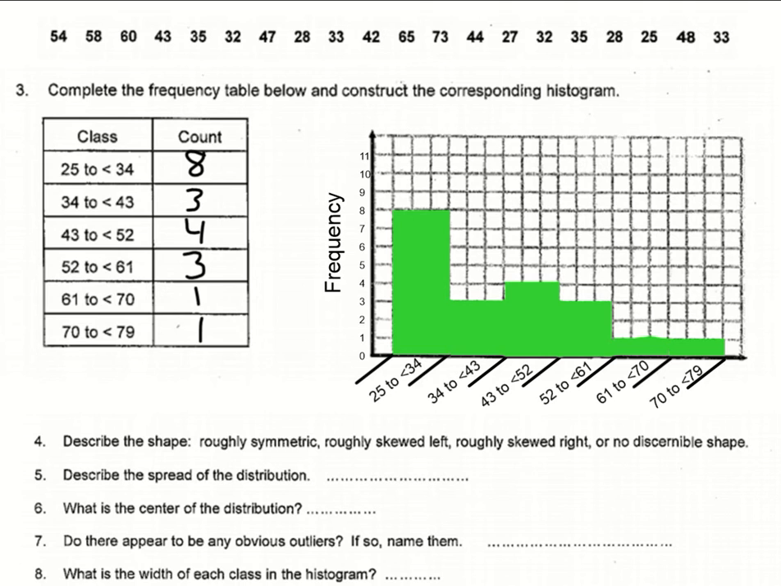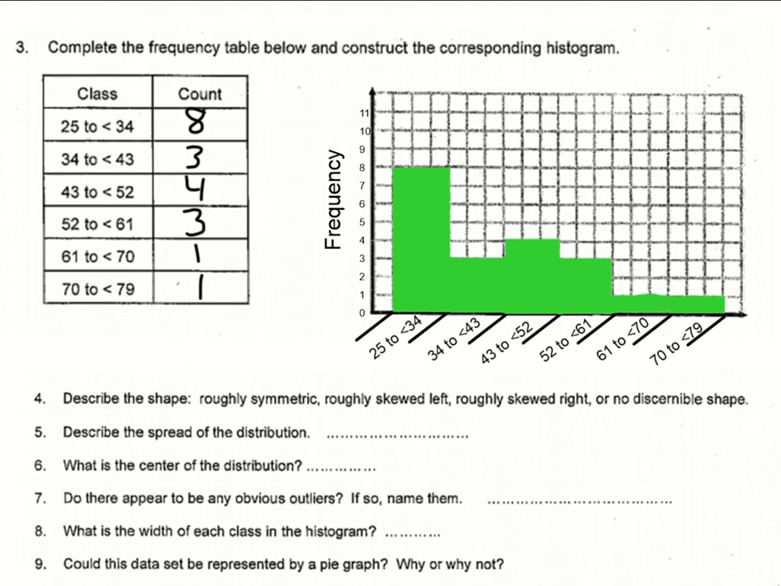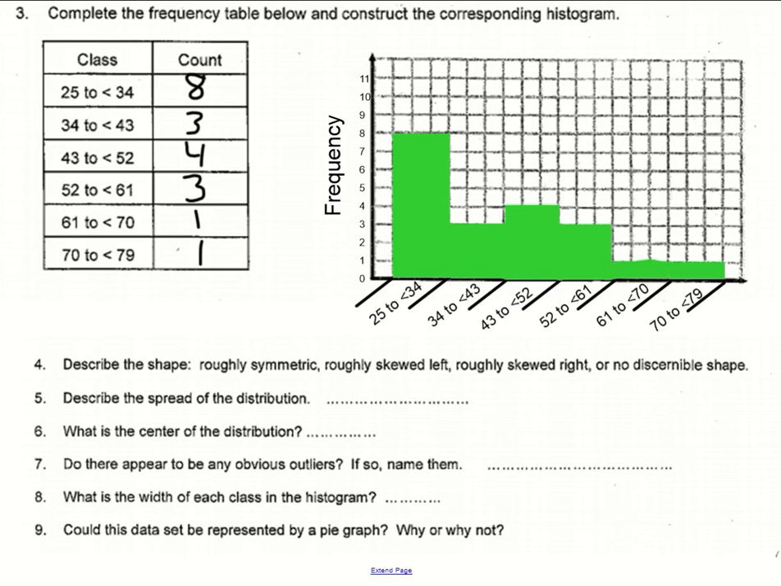So here is my frequency table. I got 8 people in the first interval, then 3, 4, 3, 1, and 1. As I made my histogram, I made sure to show each interval in there. Remember, the bars are all the same width, and you can see the frequency up the left side, up the y-axis. Now that we have that created, let's answer some questions.